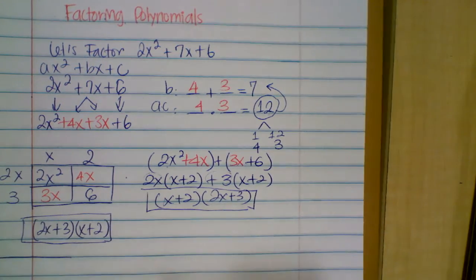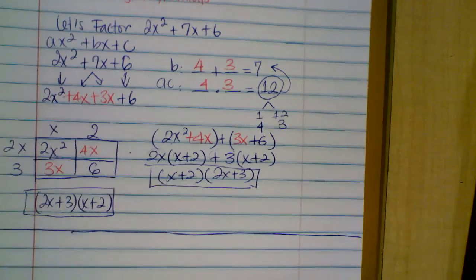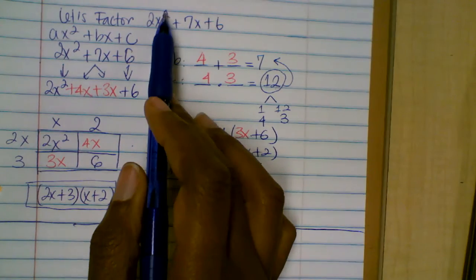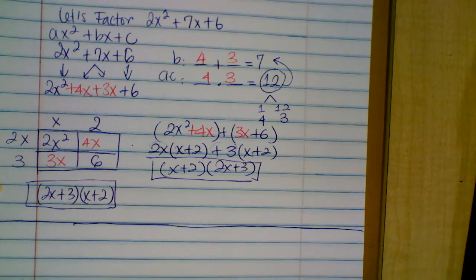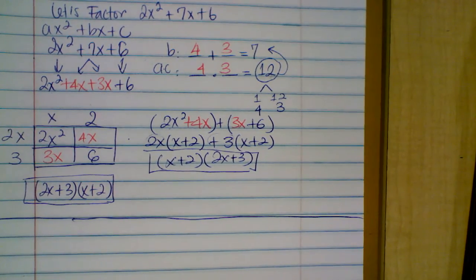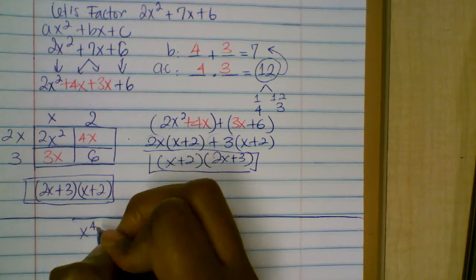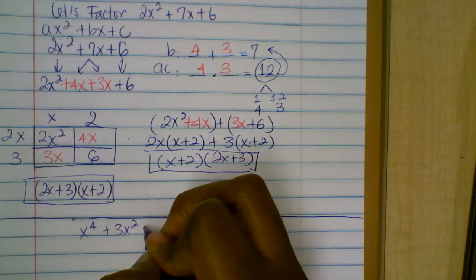Okay. So I hope this is a review on how to factor a quadratic expression. Now the same principle you use to factor 2x squared plus 7x plus 6, you're going to use that same logic to factor a polynomial expression of degree 4. And the expression is x to the 4th power plus 3x squared minus 4.